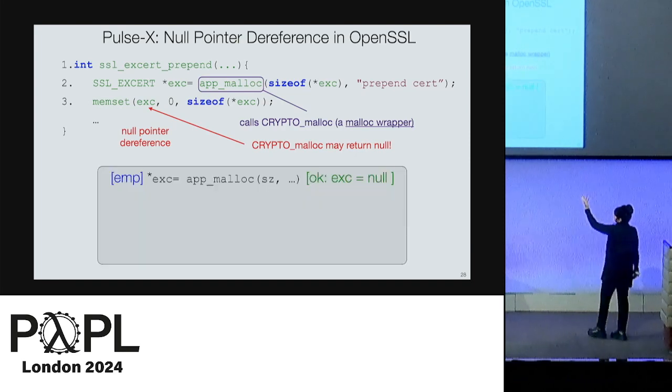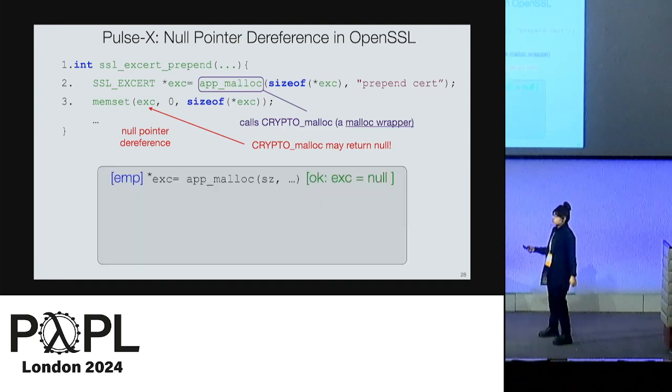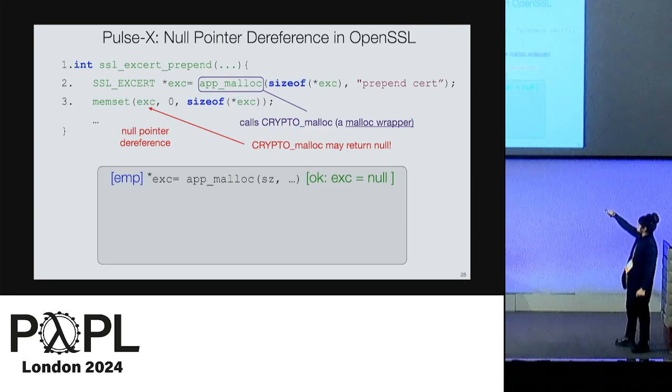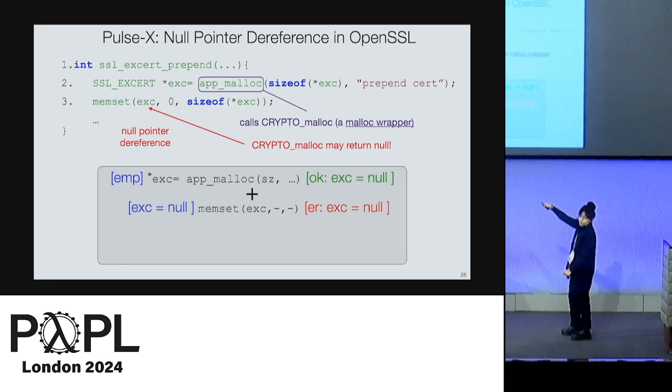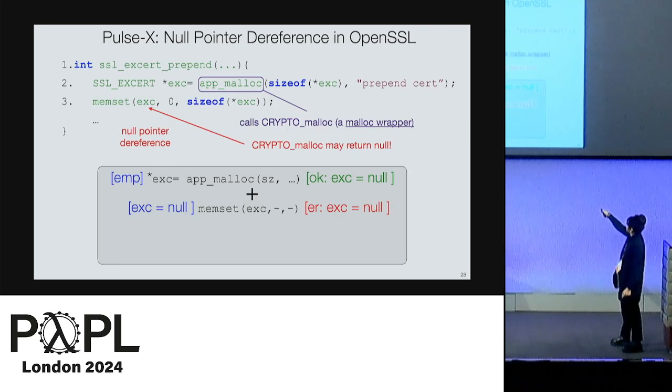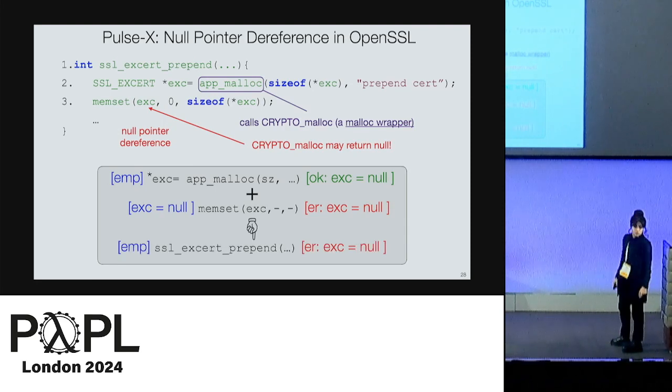So it's very simple to come up with a summary of that. You can see that one potential summary for app_malloc is that it can terminate normally and return null in an EXC. And as a result, when you have memset starting from EXC being null, you get a null pointer dereference. So we can see that now we can combine these two summaries because the post here matches the pre here and get this summary. That I don't need any resources, and I could get a null pointer dereference error.